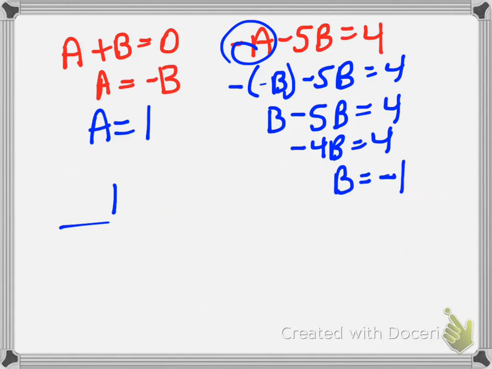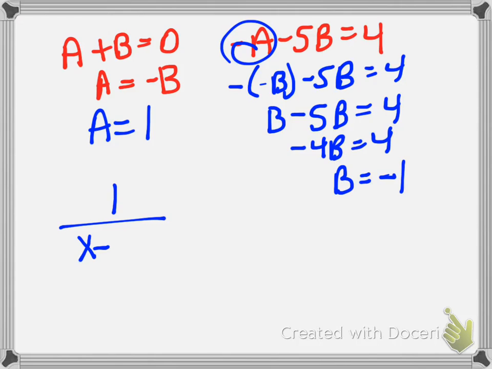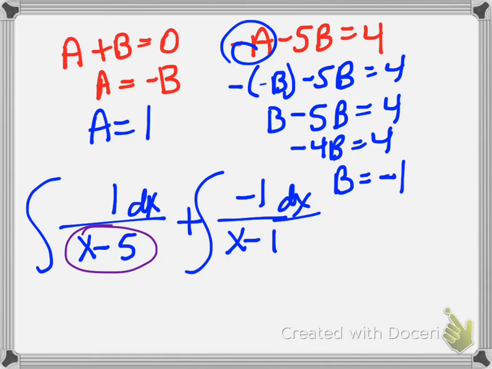So we're integrating 1 over x minus 5 plus negative 1 over x minus 1. That's what we're going to integrate now, once we found our a and our b. So I'm going to go ahead and put the dx up here. With partial fractions, it's pretty much always a given that it's going to be a natural log problem. So I'm just going to double check this and see. X minus 5, the derivative of x minus 5 would be 1. So I got my 1 dx. So that is the natural log of x minus 5 right there.